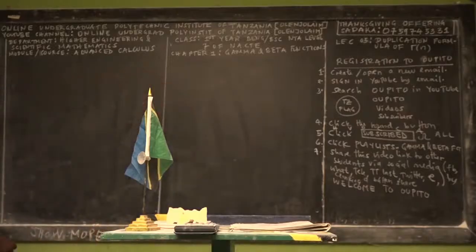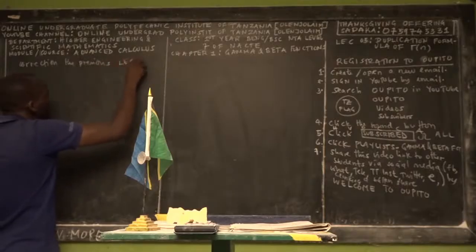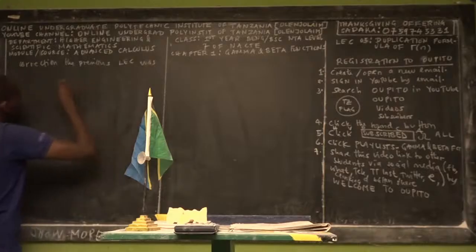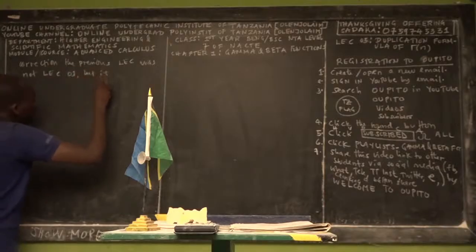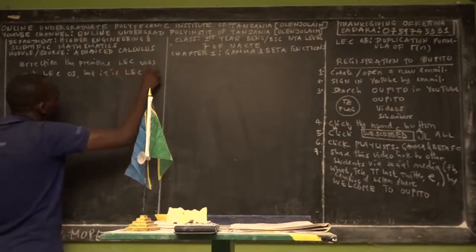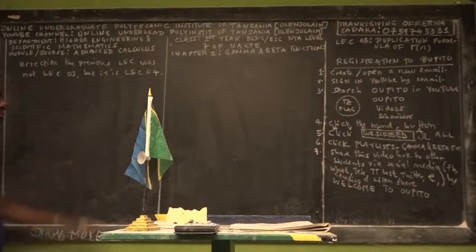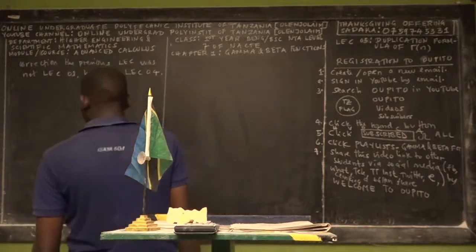Minor correction. The previous lecture was not lecture 3, but lecture 4, in sequence. So do the correction. That's why this is lecture 5. So I'm going to teach you about the duplication formula of gamma function.